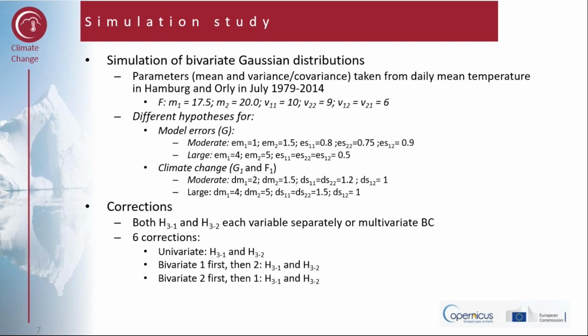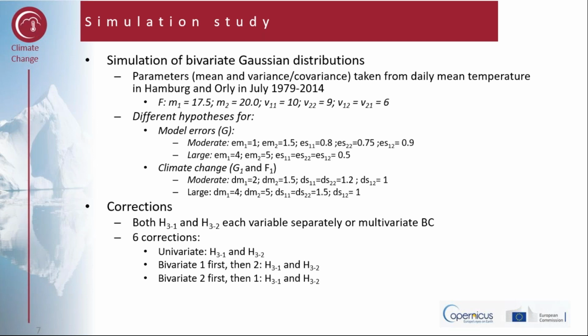And in order to mimic climate change, we decided to take into account a moderate increase in temperature and in temperature variance, or large increases in temperature and temperature variances. And we tried to make different assumptions for both variables and for the different variances in order to have something as mixed as possible, the closest possible to what we could have in reality.